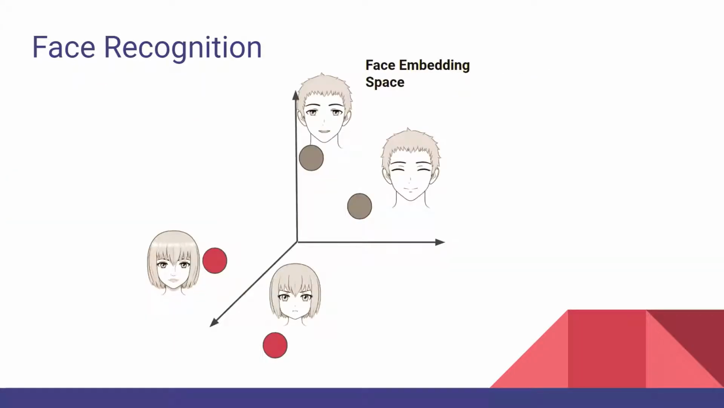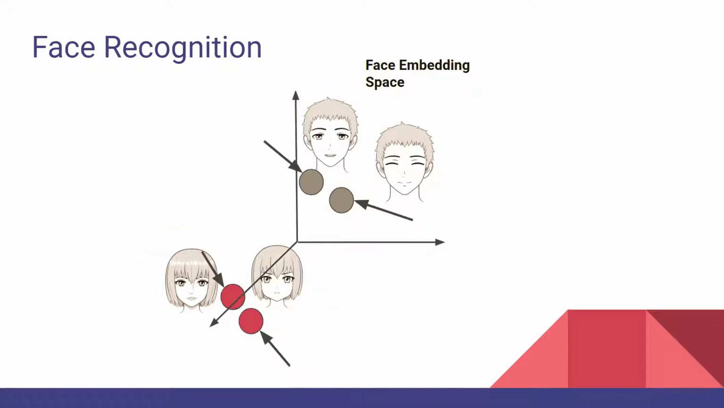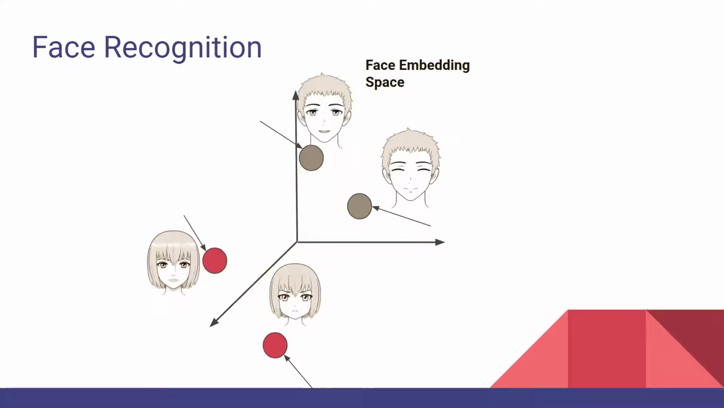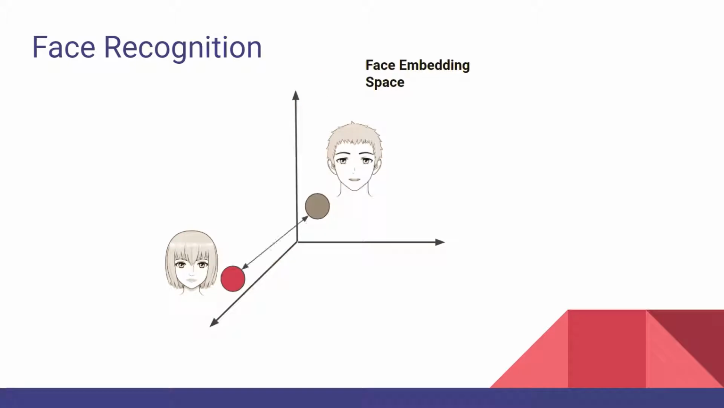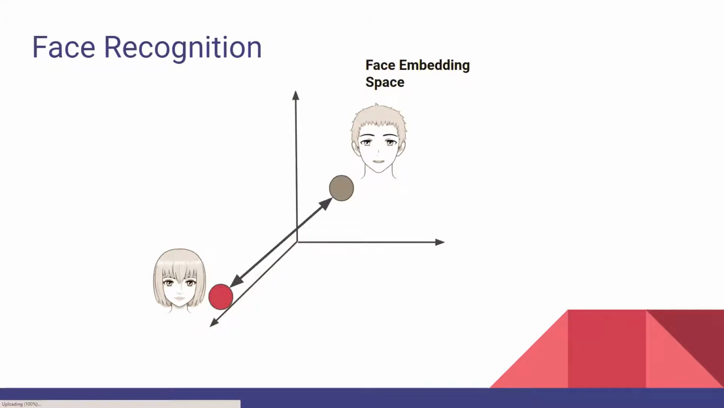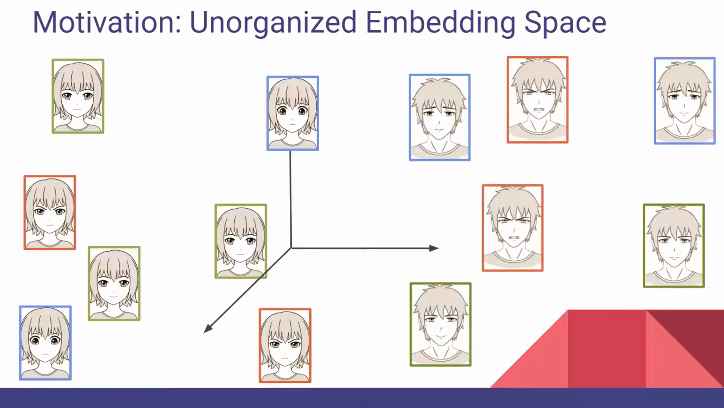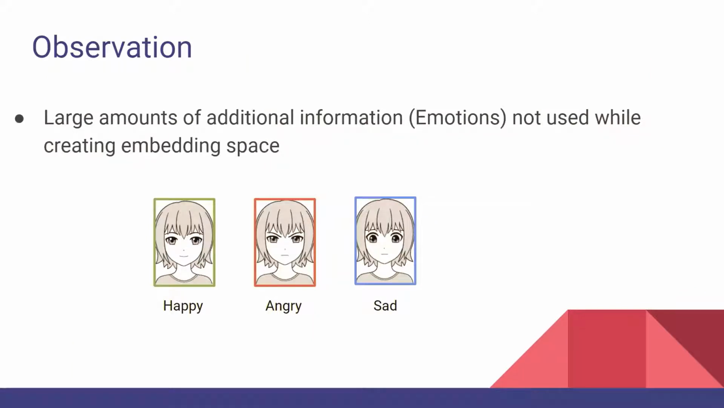While training the deep neural network, the face embedding space is created in a way such that similar faces lie closer to each other and dissimilar faces lie farther away from each other. The motivation for our work comes from the observation that the embedding space is pretty unorganized, i.e., there is high intra-class variance. A second observation is that there is a large amount of additional information, such as emotions, that is not used while creating the embedding space.